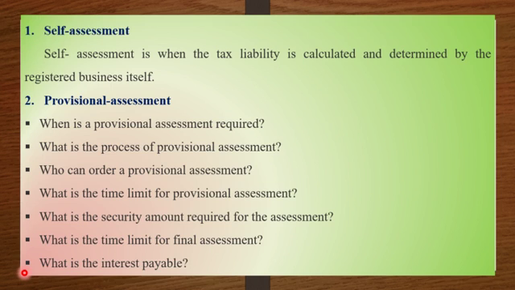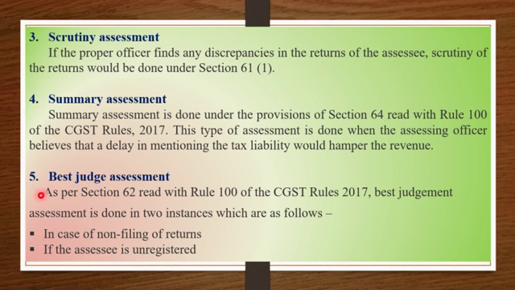Now come to the third assessment, scrutiny assessment. If the proper officer finds any discrepancies in the returns of the assessee, scrutiny of the returns would be done under section 61 subsection 1. The proper officer would scrutinize the returns to check their correctness, and if any discrepancies are found, the same would be communicated to the assessee. The assessee would then have to provide the reasons for the discrepancies found. The assessee can accept the discrepancies and pay the tax and other penalties relating to such discrepancies.